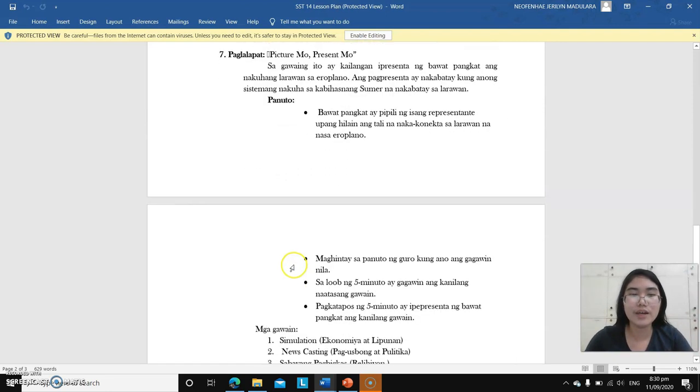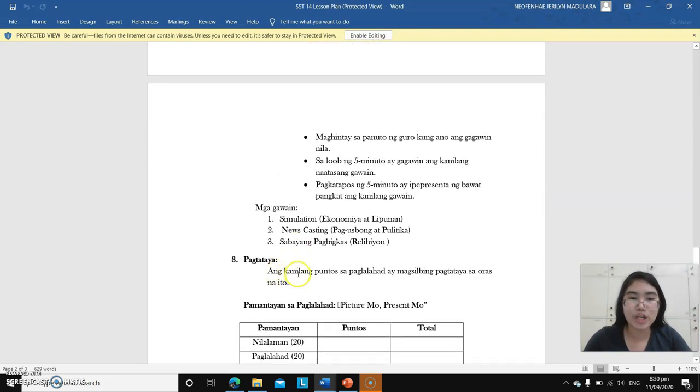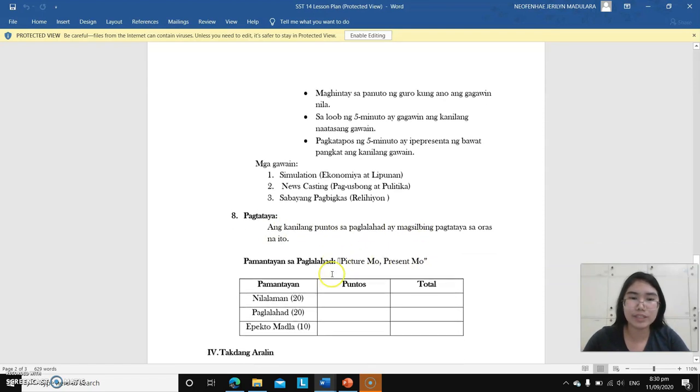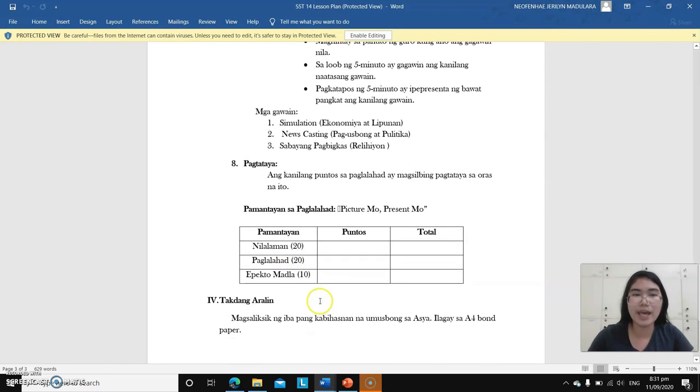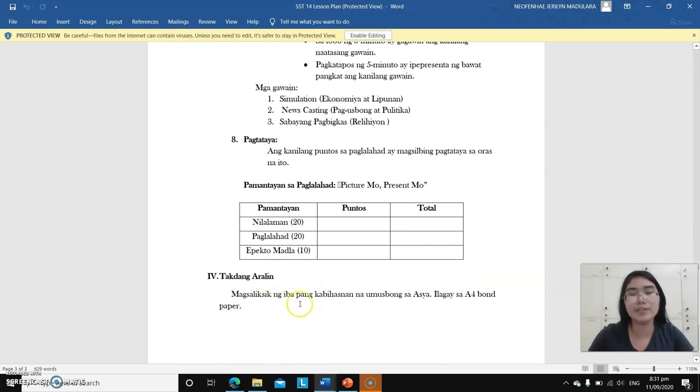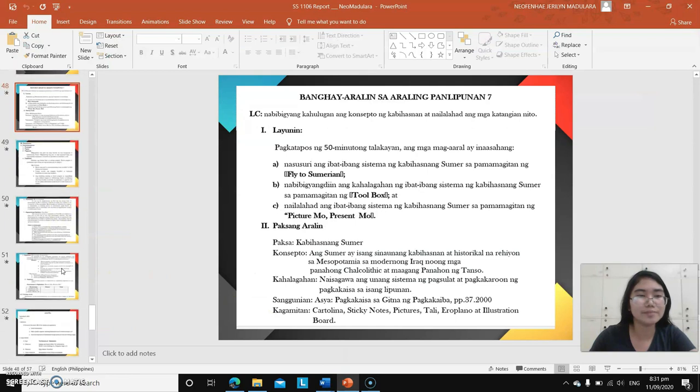Check. Okay? Next one, pagtataya, evaluation. So of course, to be able to be fair in judging, we need to use criteria. So in this case, holistic rubric, pamantayan, nilalaman 20, paglalahad, epekto madla, and so on. And takdang aralin optional, magsaliksik ng iba't pang kabias na nagpusbong sa Asya, ilagay sa A4 bond paper. And of course, this assignment is incomplete because there should be a target date or the deadline of submission for the students.